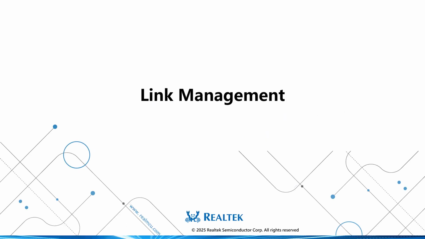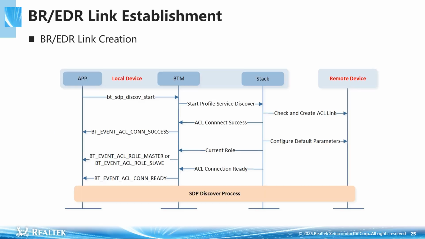Now let's talk about link management. The BR/EDR link management will be introduced according to the following two parts: BR/EDR link establishment, BR/EDR link control. The purpose of the link establishment procedure is to establish a logical transport of ACL type between two Bluetooth devices.